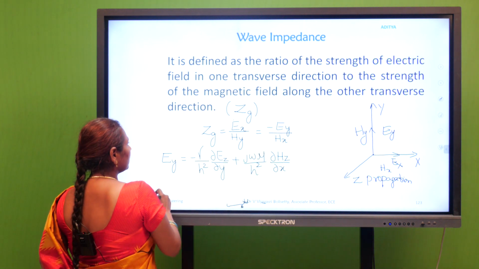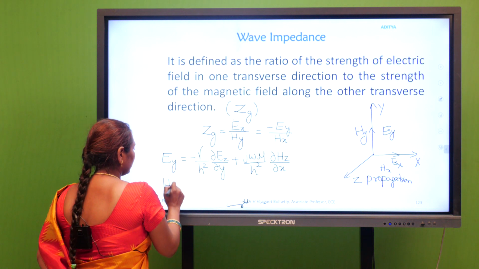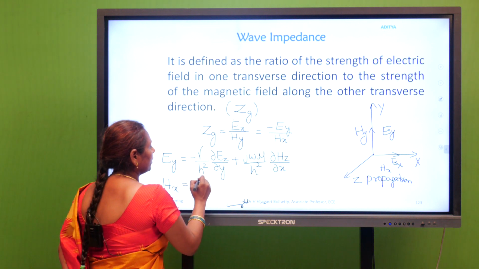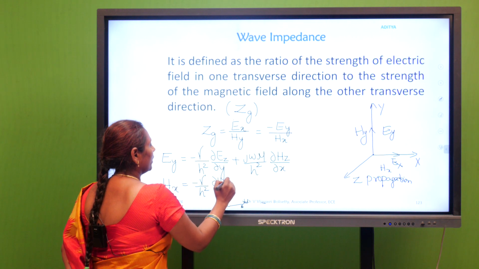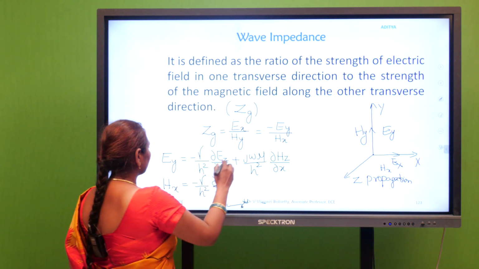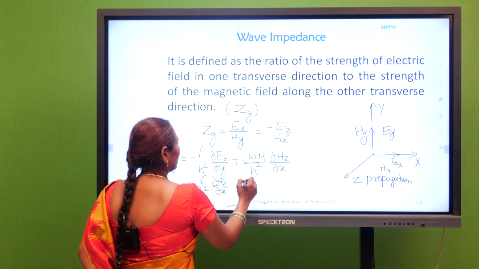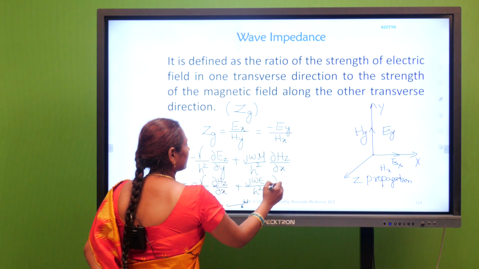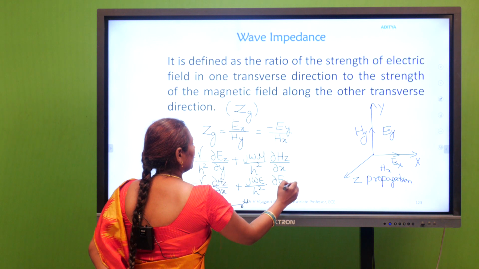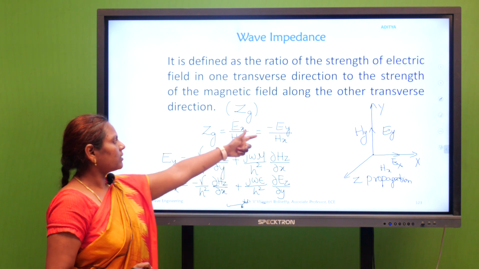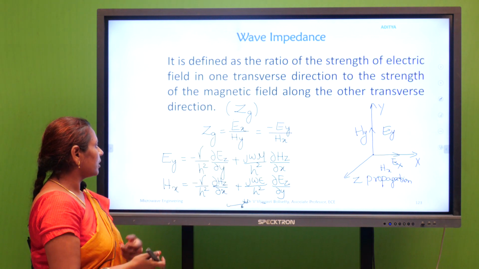Similarly, we can get Hx. Hx we can represent as minus gamma by h square dou Hz by dou x plus j omega epsilon by h square dou Ez by dou y. Can use Ex by Hy or minus Ey by Hx, we can generally use.